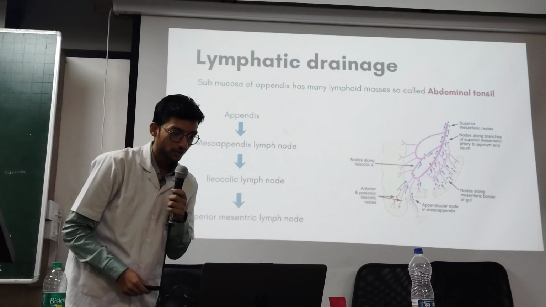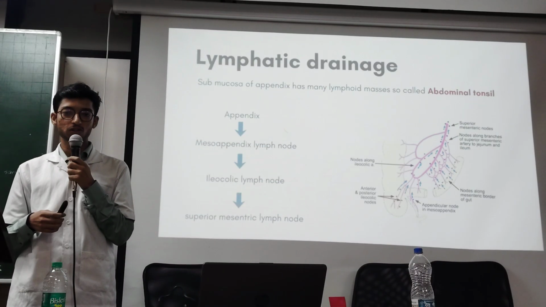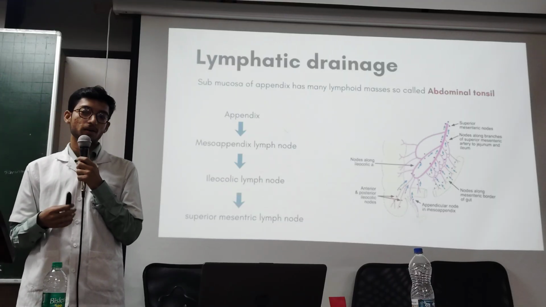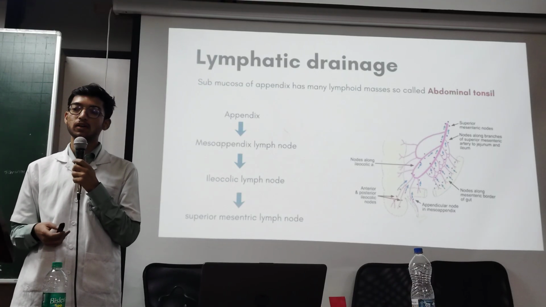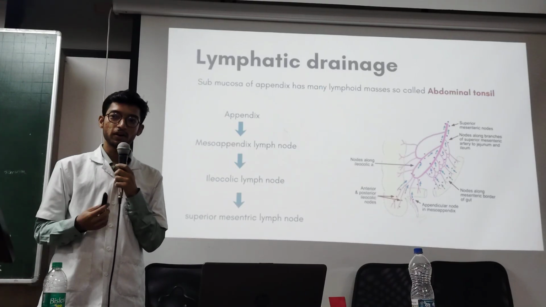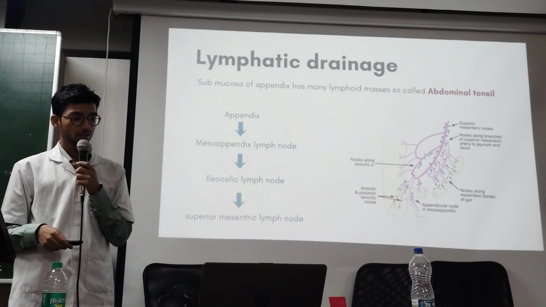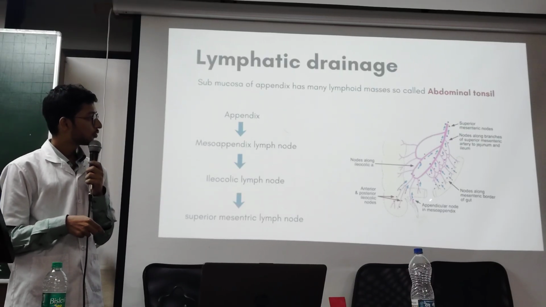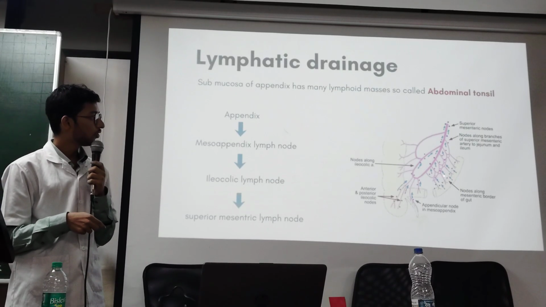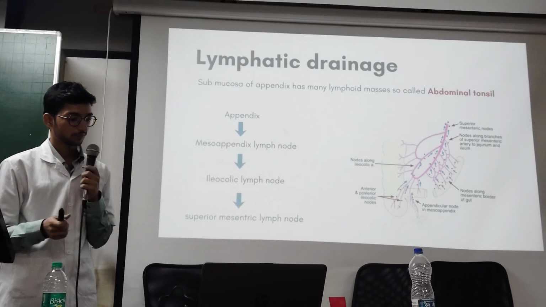Next is lymphatic drainage. The appendix is also called the abdominal tonsil because the submucosa of the appendix contains many lymphatic masses, and the lymphatic drainage of the appendix follows a fairly organized pathway. We can see in the diagram that from the appendix, the lymph is drained to the mesoappendix lymph nodes, then the ileocolic lymph nodes, and finally to the superior mesenteric lymph nodes.